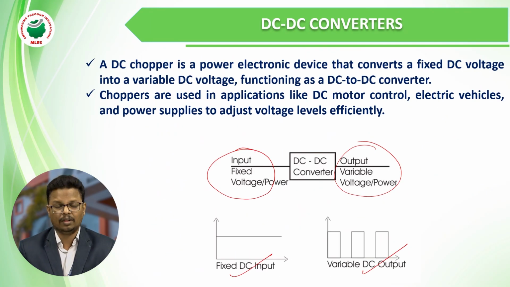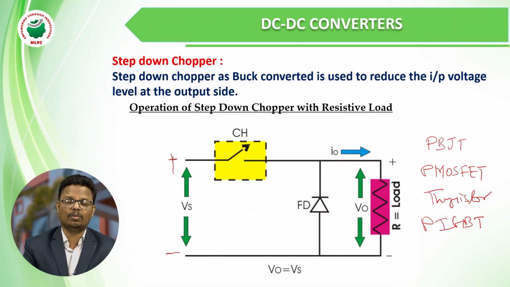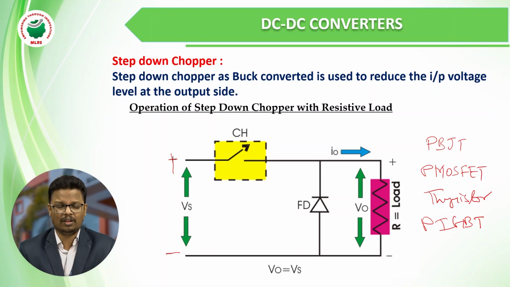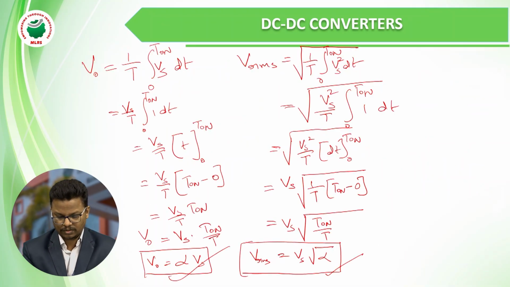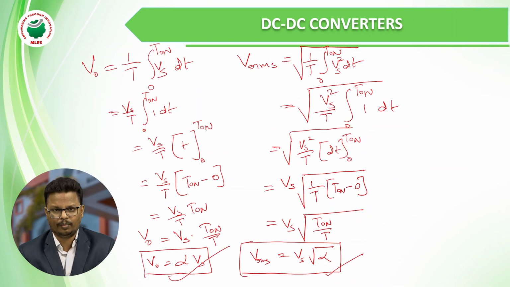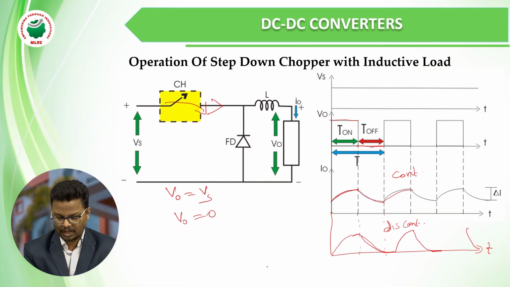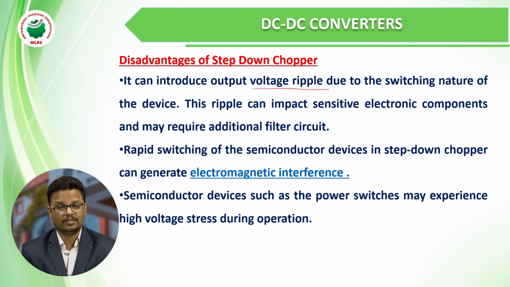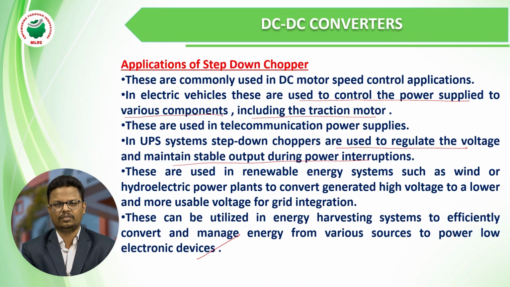Okay, so here we learned what a DC to DC chopper, a DC to DC converter, is, and we learned the step down operation, how the circuit works when it is on. When it is on, we observed the waveforms in the R load, and how the output current varies in the RL loads. We also saw the derivations of the average output voltage and the RMS output voltage, the operation of the inductive load, and the advantages, disadvantages, and applications. This is about the step down chopper.